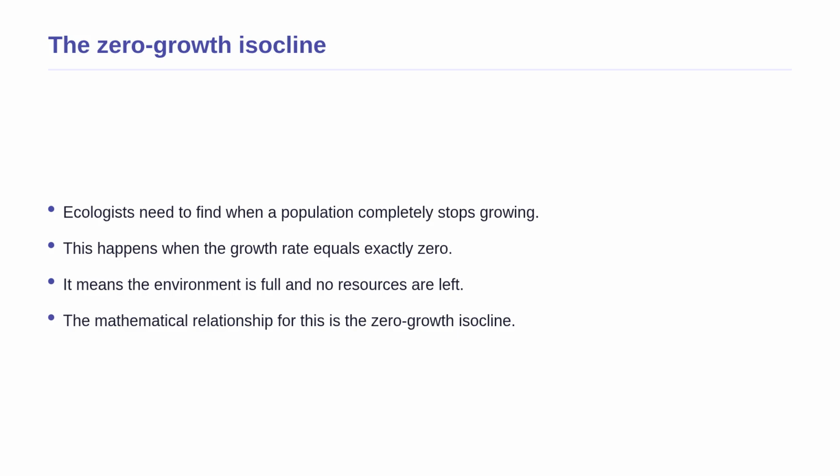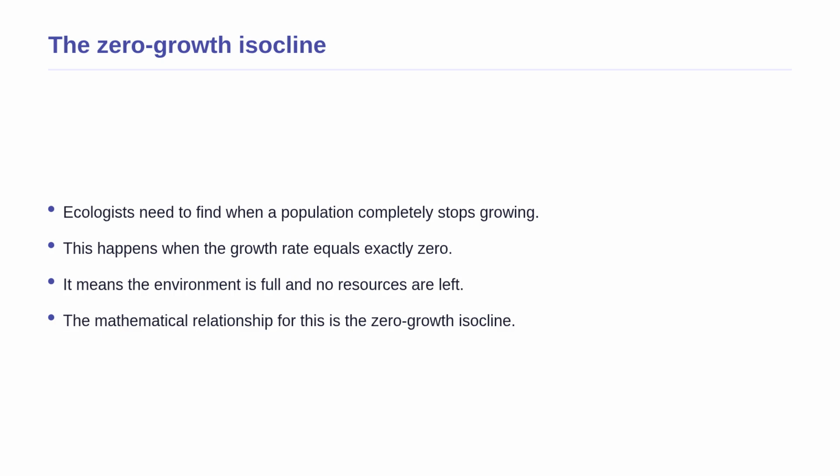Understanding that competition can drive a species to extinction leads us to an important question. At what exact point does a population completely stop growing? Ecologists call this tipping point the zero growth isocline. A population stops growing when its growth rate is equal to exactly zero.